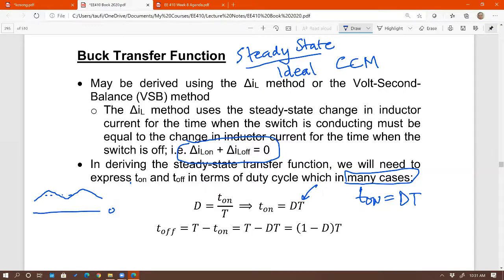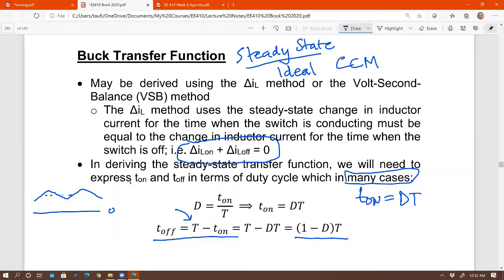So T off mathematically should be the entire period minus T on, right? So it should be T off. Again, what is T off? That's the amount of time the switch is off, the duration of the time when the switch is not conducting. That's going to be T minus T on. And if you simplify the equation, you get 1 minus D times T.